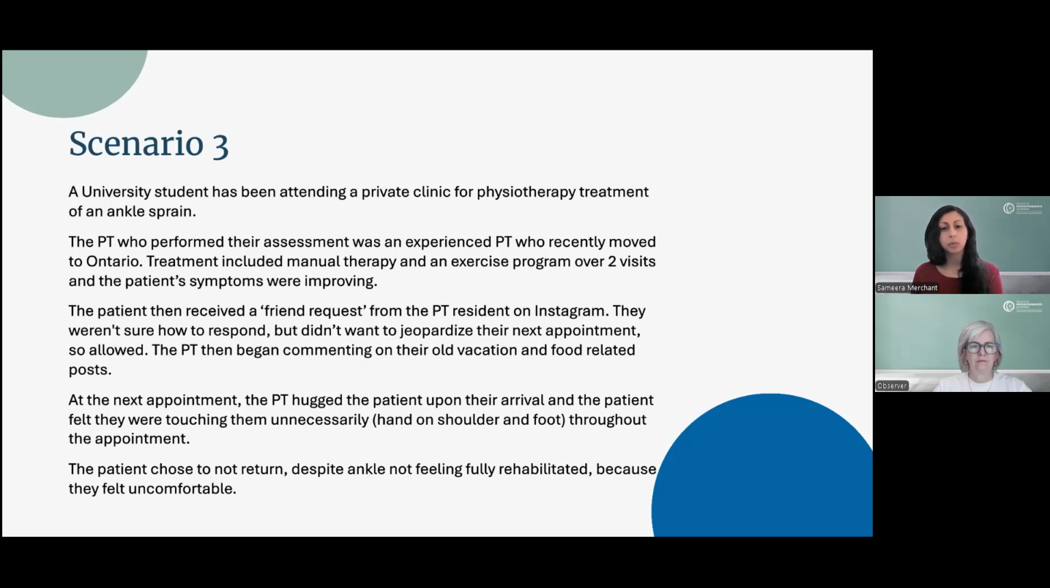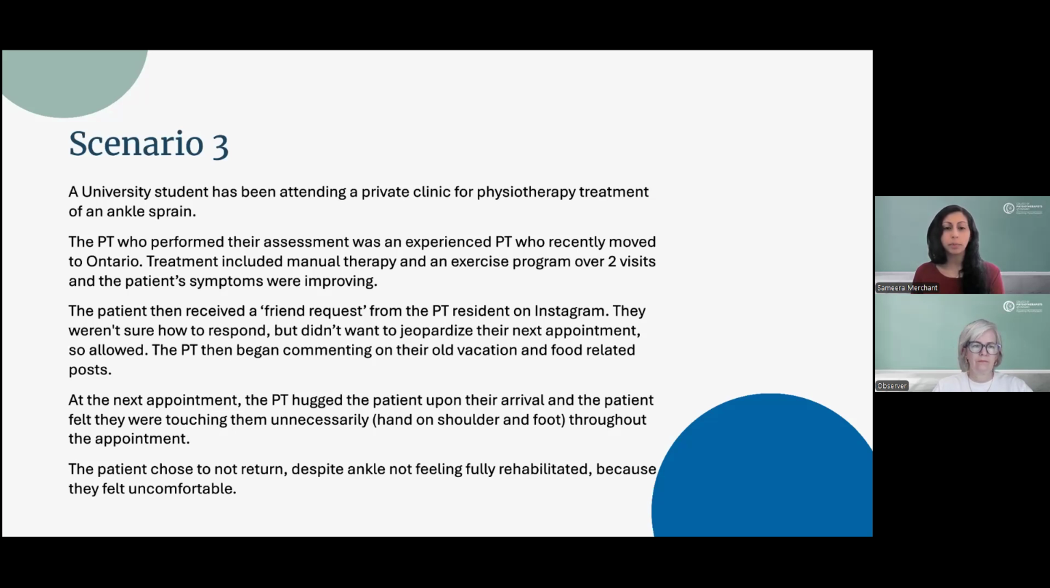Because Smita's symptoms were improving significantly, she happily booked 2 more visits for the following week. Over the weekend, Smita received a friend request from the PT on Instagram. She wasn't sure how to respond, but seeing as she did not want to jeopardize her treatment and next appointment, she confirmed the friend request. When she next logged into Instagram, Smita noted that the PT had commented on some of their older posts, specifically while being on vacation and any food-related posts.